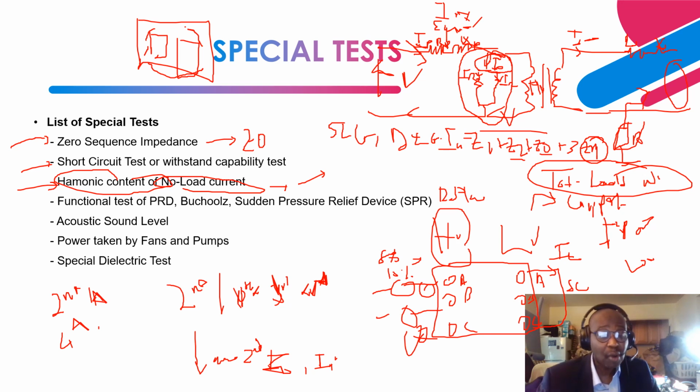So that is the reason why we do this as a special test, and the results are provided to the customer and the protection relay engineer. Next is a functional test of the pressure relief device.